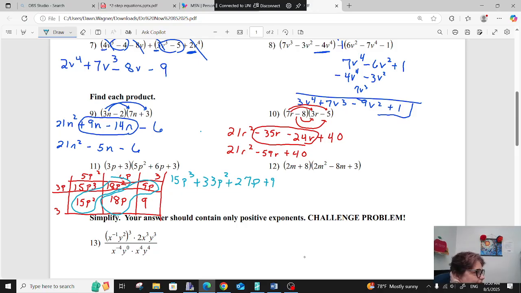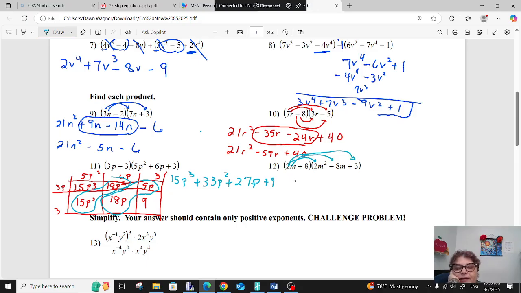Do you find it helpful or no? Yeah, okay. So that's me with the grid. And then you can do it without the grid. You could do 2 times 2m squared, 2 times negative 8, and 2 times 3.